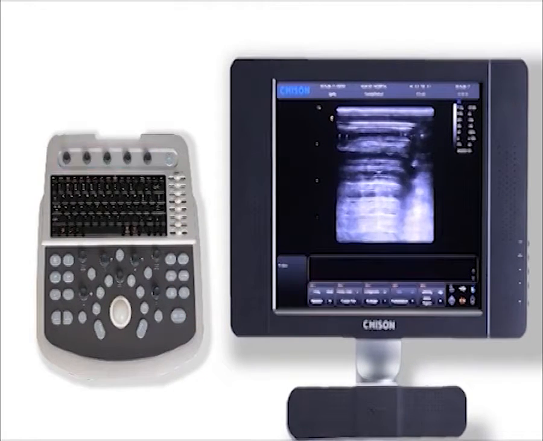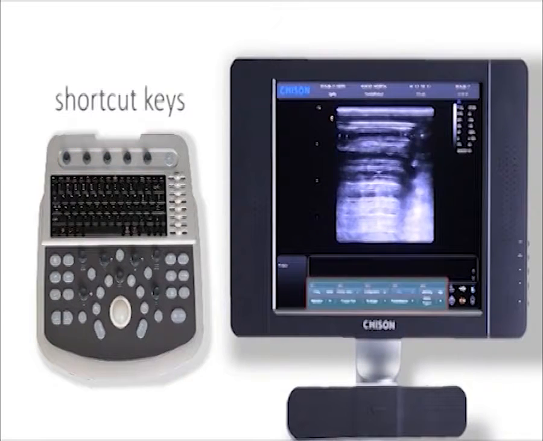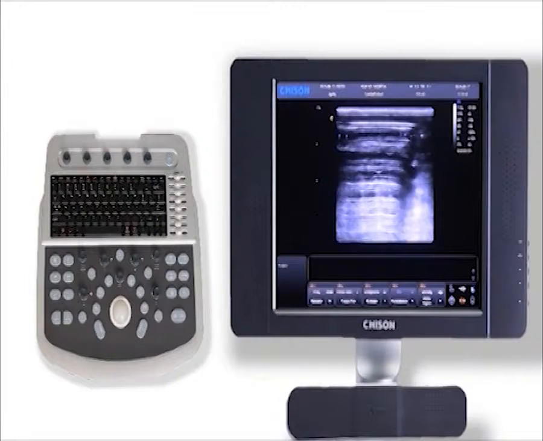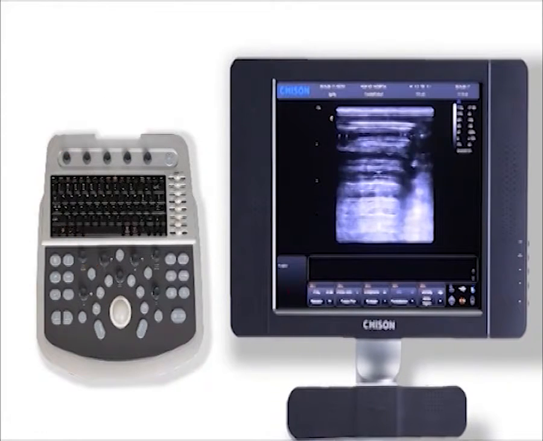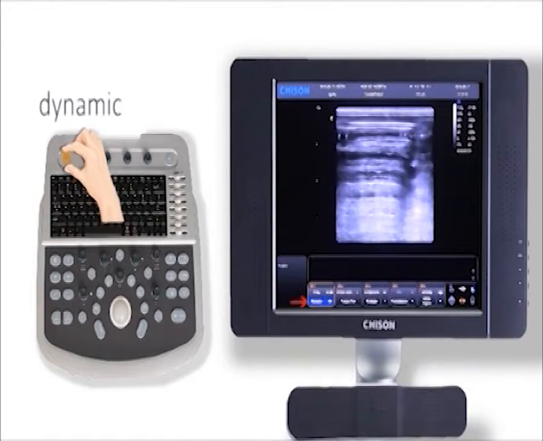There are some shortcut keys here. Here we have 2 lines of parameters. Press the first knob to adjust frequency, according to different body-sized patients. The second line parameter, we can twist the knob to adjust it, like dynamic.